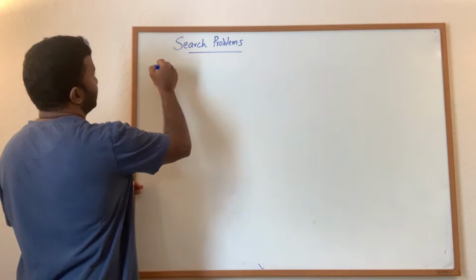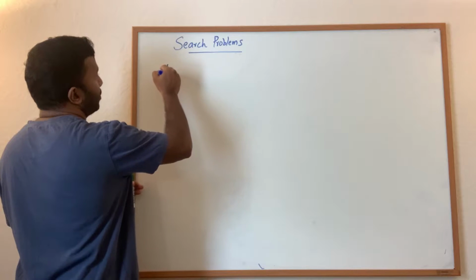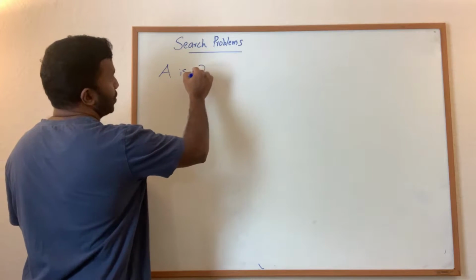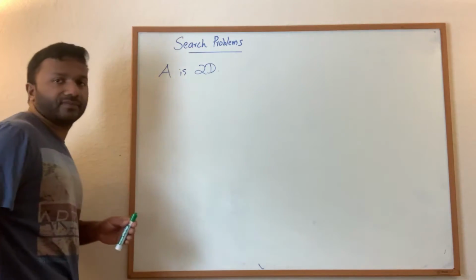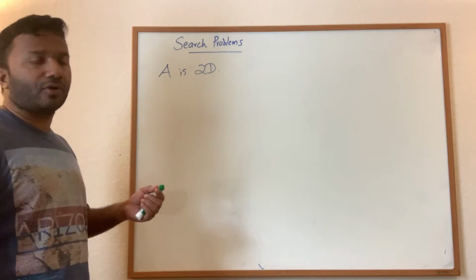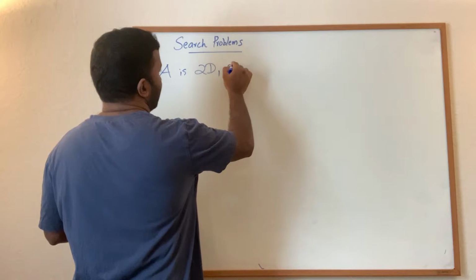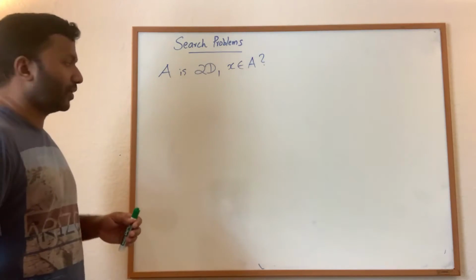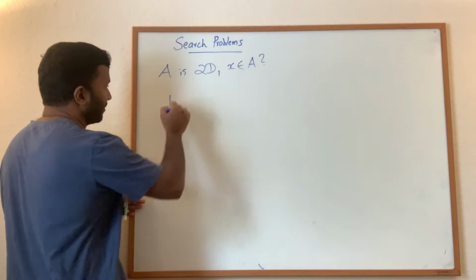So suppose the input array A is 2D. How are we going to check if x belongs to A?